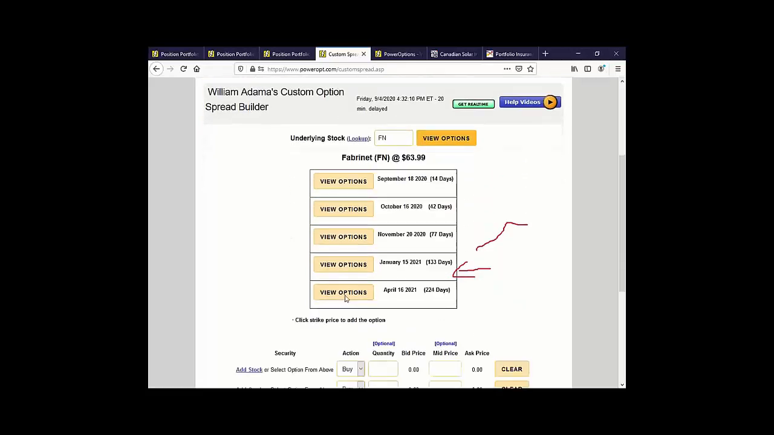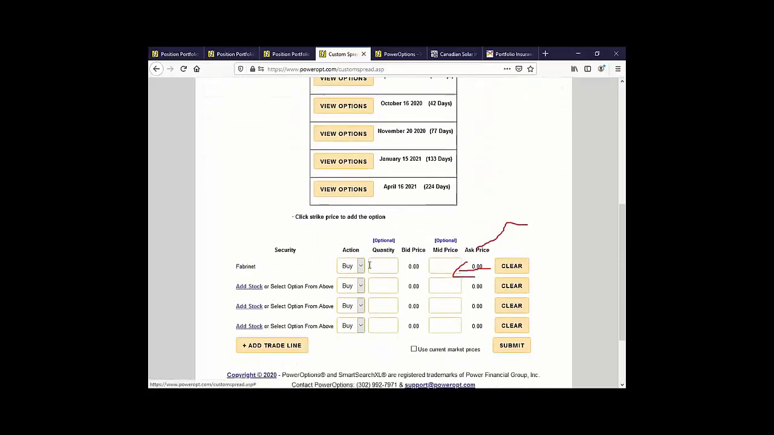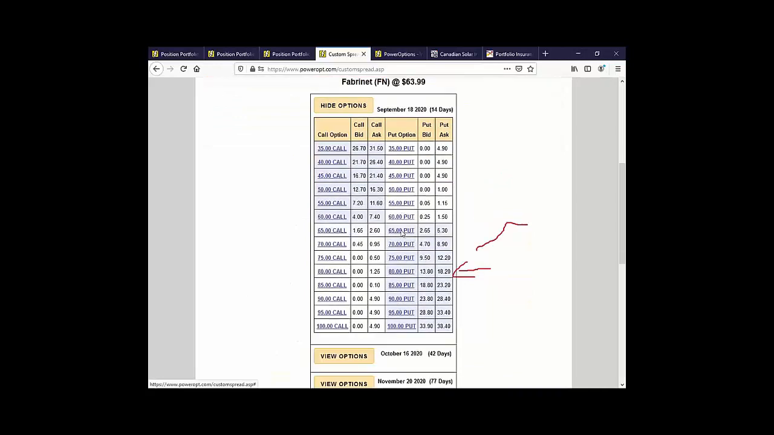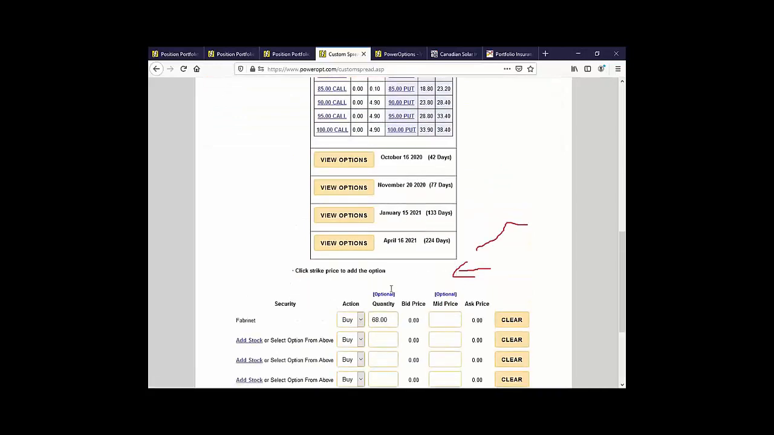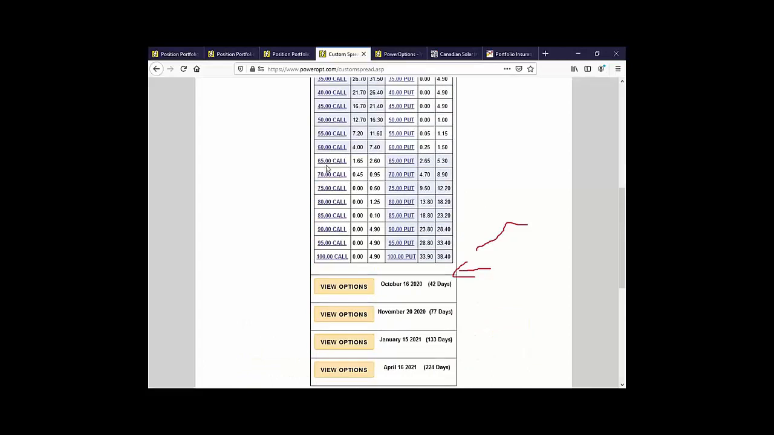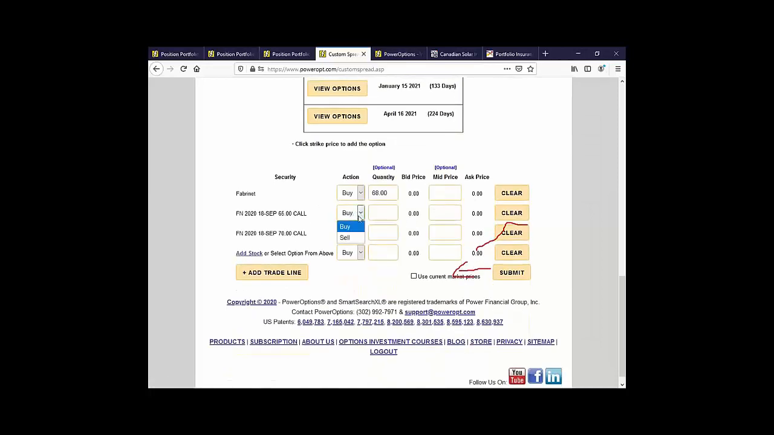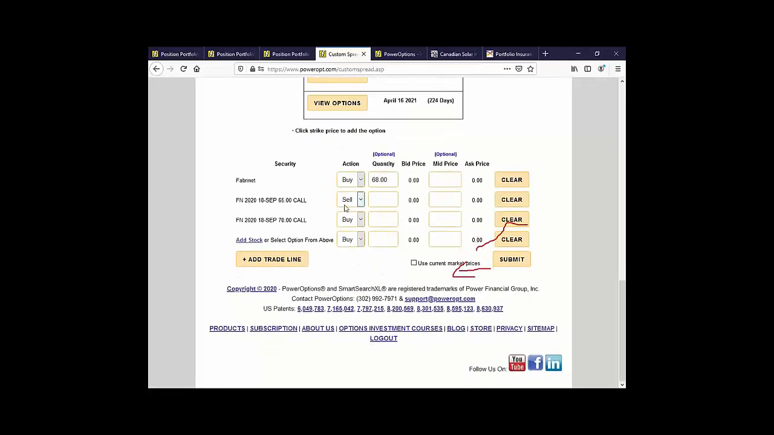Because if you own the stock, I'll put Fabrinet in here at 66. Oh, maybe I should put 68. Let's put 68. Okay, and I'll look out to September here. It's at 63.90. So I'm at 68 and the stock's at 64. I'm down $4. It's not bad. The September 65 call is about $2 premium. Okay, and I'm going to buy the 70. Now, this is my bear call spread.